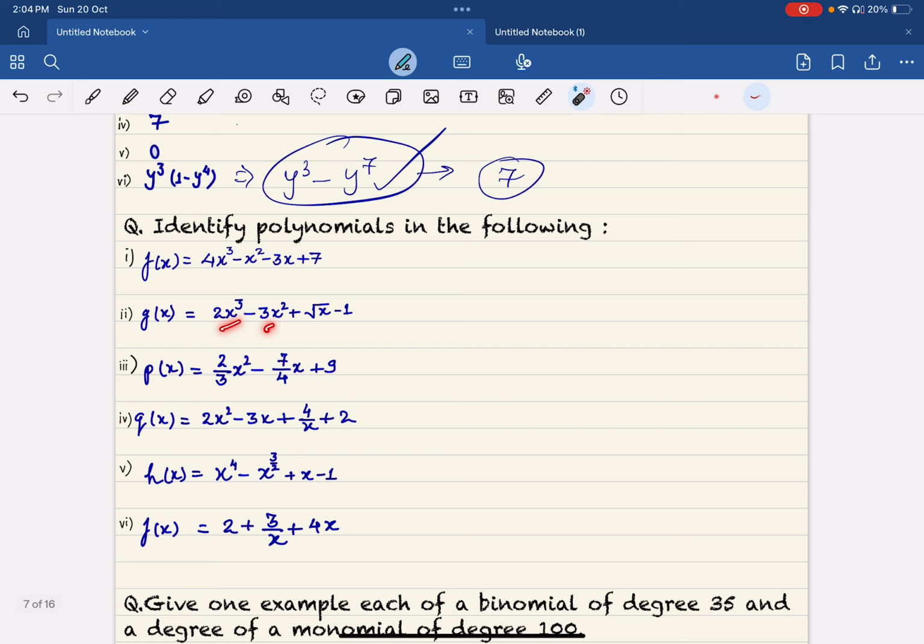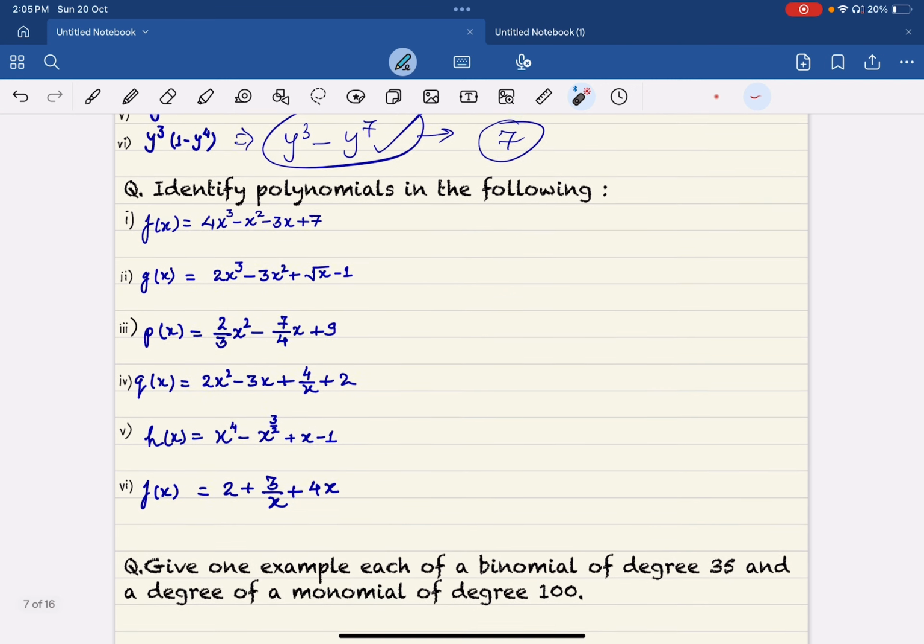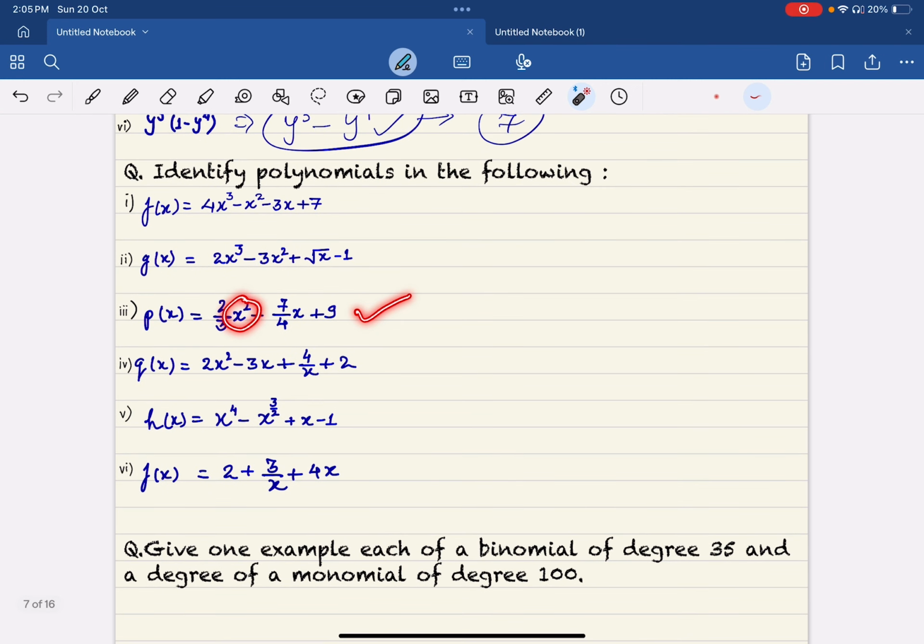Here in the second question, in the first two terms, the variable has power as a whole number, but in the third term, the variable has power as a rational number. So this is not a polynomial. Third question, the variables have power as whole numbers, so it is a polynomial. And in the fourth question, the first two terms of the variable have power as whole numbers. Okay? But in the third term, the variable has a negative power, which is not a whole number, so it is not a polynomial.